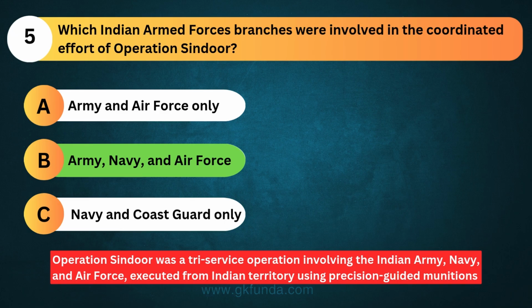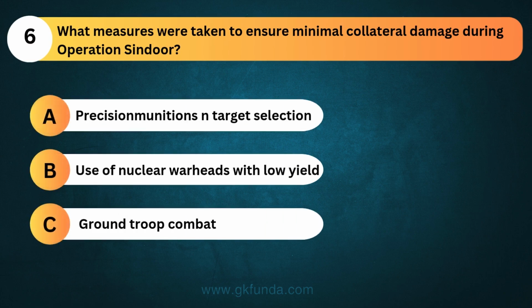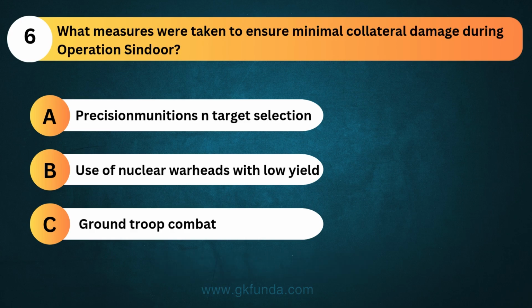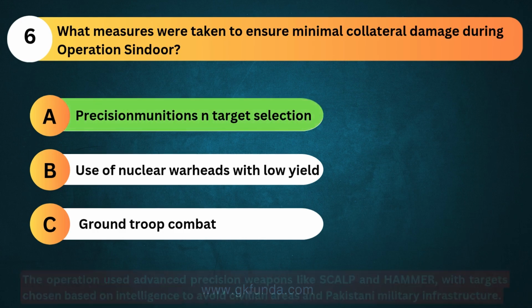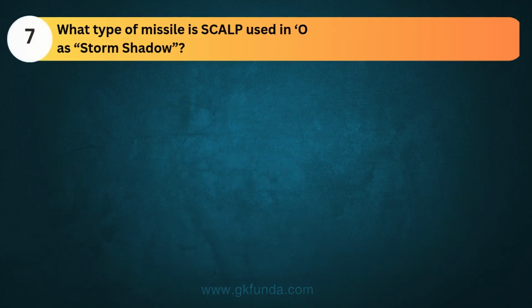munitions. What measures were taken to ensure minimal collateral damage during Operation Sindoor? The answer is option A: precision munitions and target selection. The operation used advanced precision weapons like Scalp and Hammer, with targets chosen based on intelligence to avoid civilian areas and Pakistani military infrastructure. What type of missile is Scalp used in Operation Sindoor, also known as Storm Shadow?